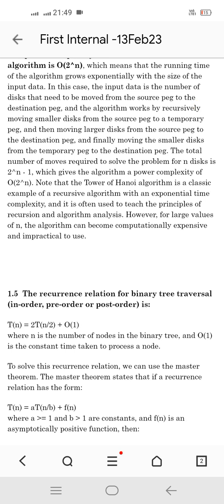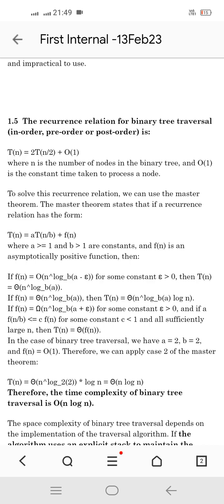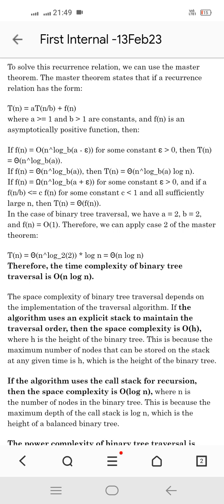The fifth algorithm is binary tree traversal. The recurrence relation for this algorithm is given by T(n) = 2T(n/2) + O(1), where n is the number of nodes in the binary tree and O(1) is the constant time taken to process a node. To solve this recurrence relation, we can use the Master's theorem. By solving this using the Master's theorem, we get the time complexity of binary tree traversal as order of n log n.